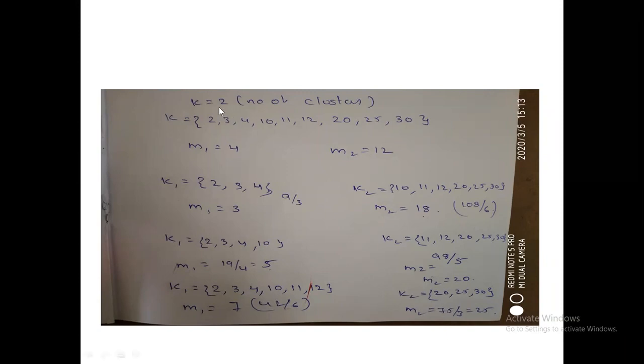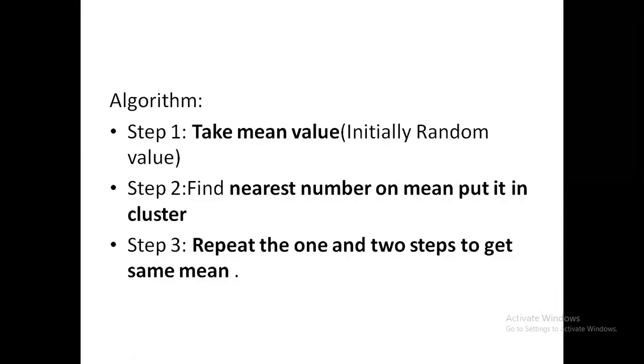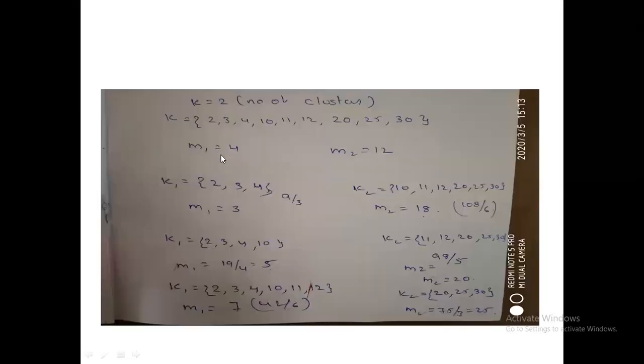Here I want to divide this overall data into two clusters, so I have to take two random values. That is the algorithm, right? Here, initially we have to take two random values as the centroid values, that is, the mean values.